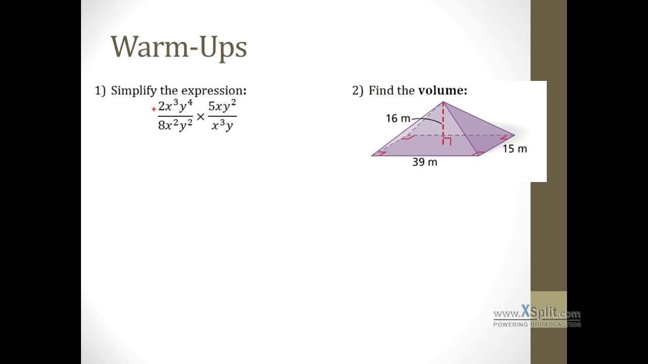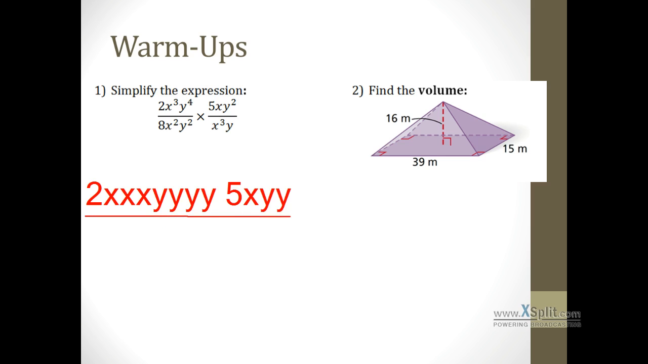So looking at this first one, we have 2x to the third times y to the fourth over 8x squared y squared, and then we've got another expression on the other side that we're multiplying by: 5x y squared over x cubed y. If we were to write this all out longhand, on the very top we could write 2 multiplied by x to the third. We could write that as x times x times x, and then y to the fourth as y times y times y times y. And then on the other side, if we're multiplying two fractions, remember we multiply straight across the numerators and straight across the denominators. That would be multiplied by 5 times x times a couple of y's. That's what we'd have on the very top of our fraction.